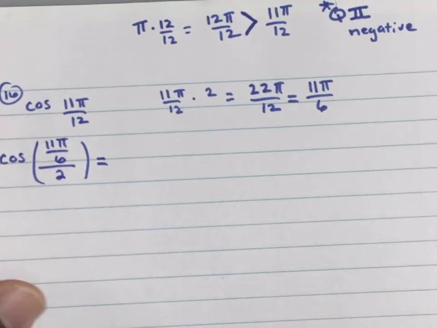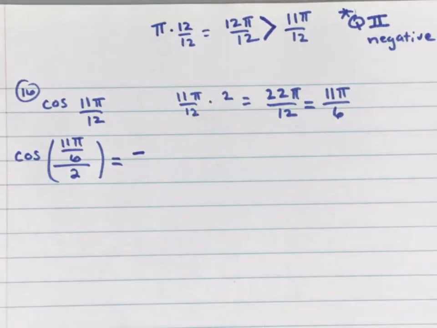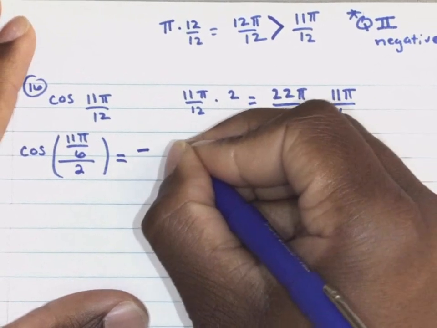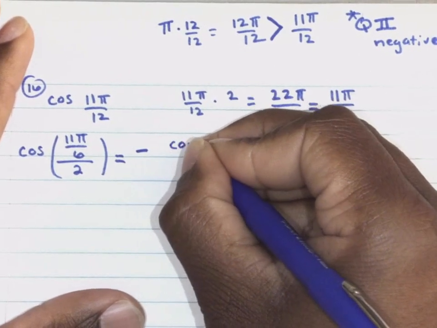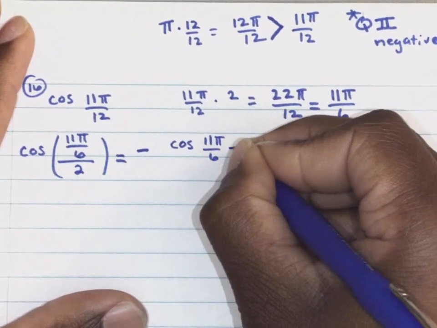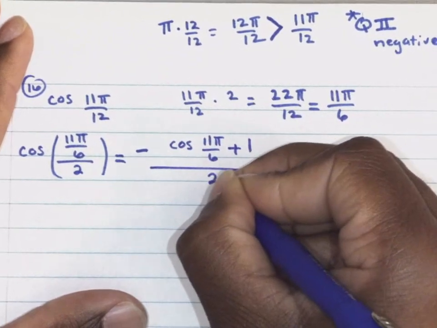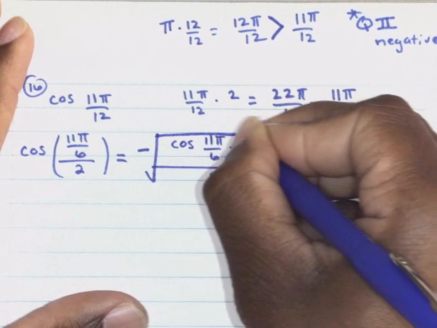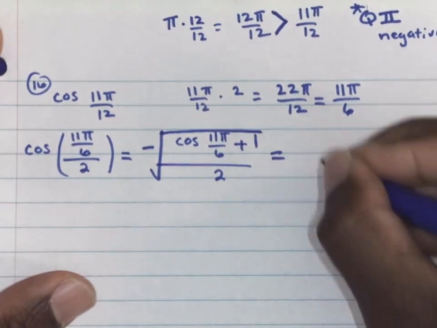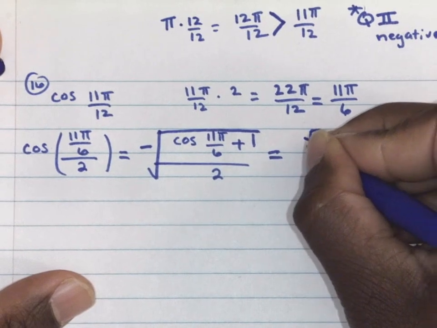And now my half angle is in the 2nd quadrant. We said it would be a negative option here. And then we'll do the formula for cosine. So we got cosine of 11 pi over 6 plus 1 divided by 2. Cosine of this 30 is positive root 3 over 2.